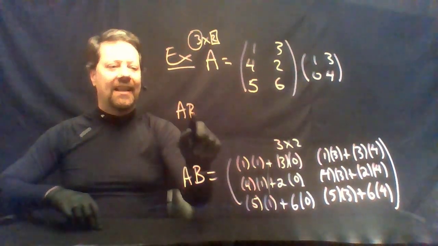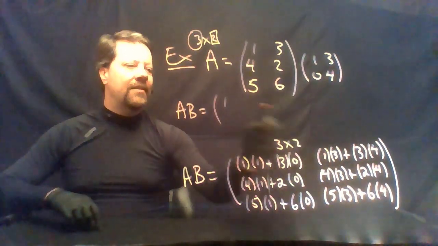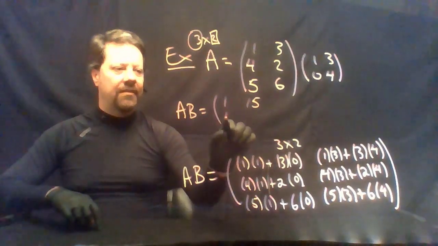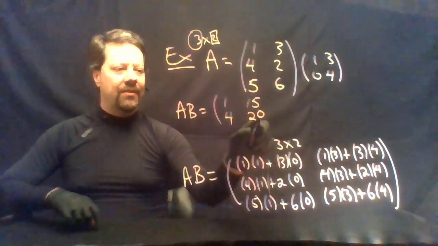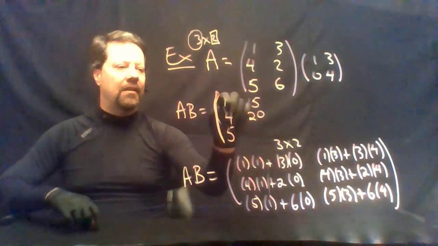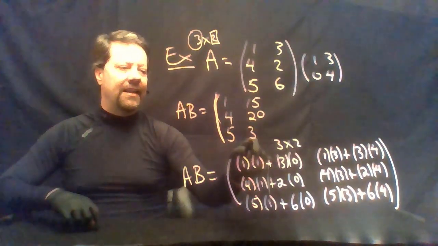We get A times B equals 1, 3 and 12 makes 15, 4, 12 and 8 makes 20, 5, and then 15 and 24 makes 39.